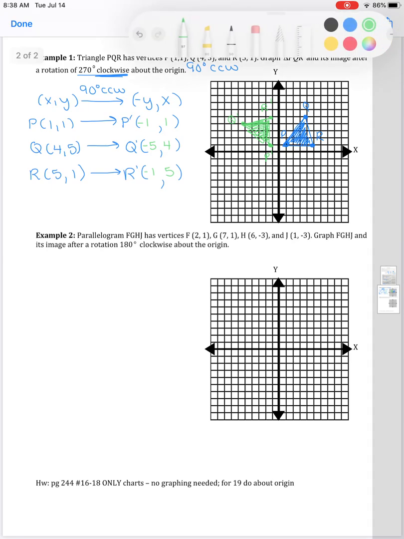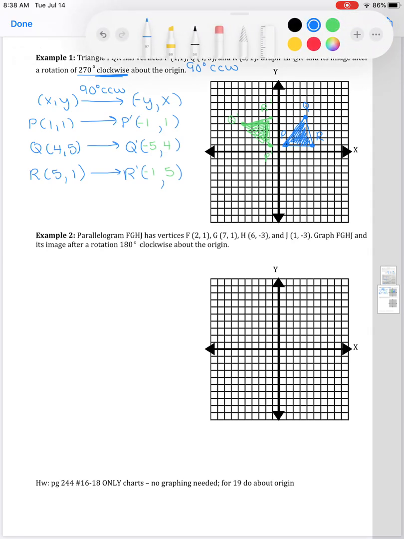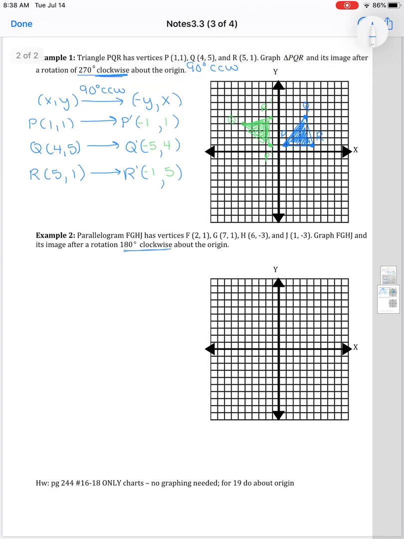And then you're going to do that. So tonight you're not going to have to graph anything. We're just practicing the graphing right now. You're just going to be making your maps and your charts tonight.